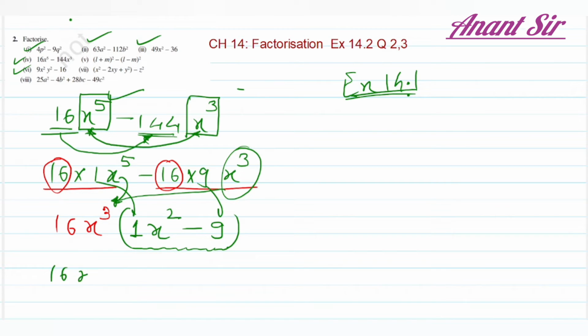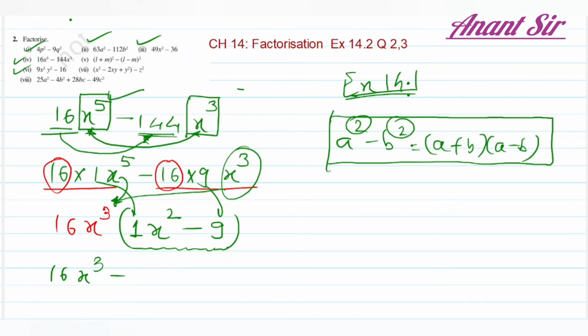We need to understand that we have to use this formula now, because there are two squares and there is a negative sign in between them. So you can do them as a plus b and a minus b. We can write the first term x square as 1x whole square. Even if you don't write that 1, it's okay. You can only write x square also, no problem. And you have to write this as square of 3.